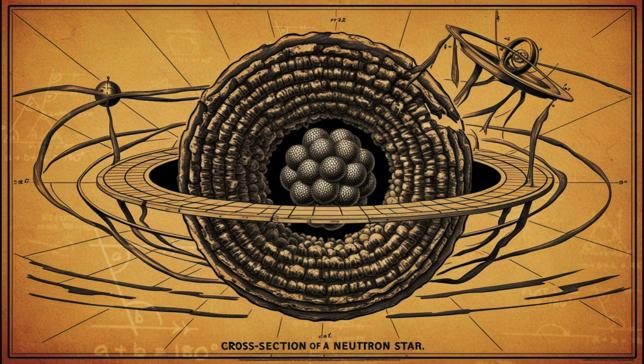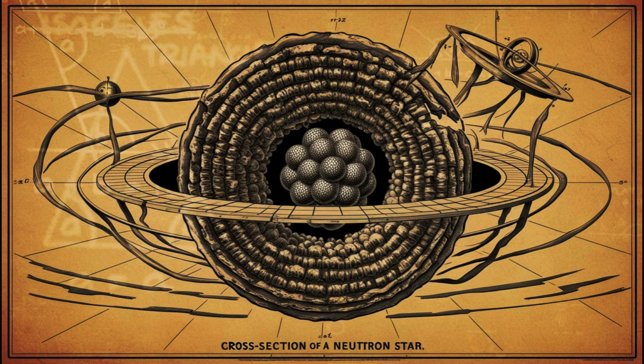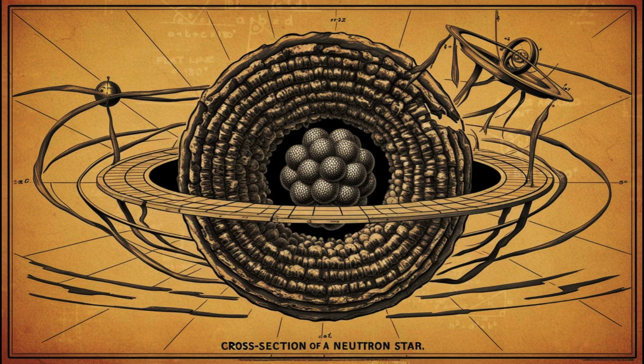And then there's the final step. If a neutron star gains even more mass, perhaps by absorbing material from a companion star, it can collapse further, becoming a black hole. At that point, even the degeneracy pressure gives up. Matter is crushed to a point of infinite density, a singularity. There, all bets are off.